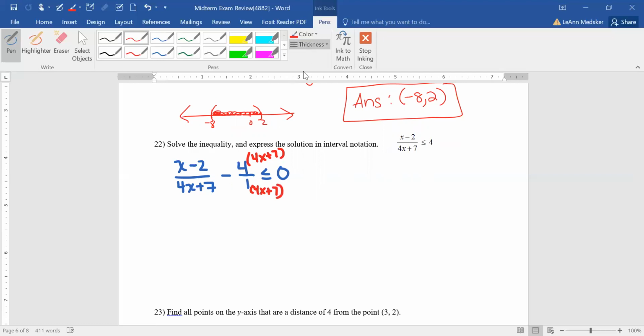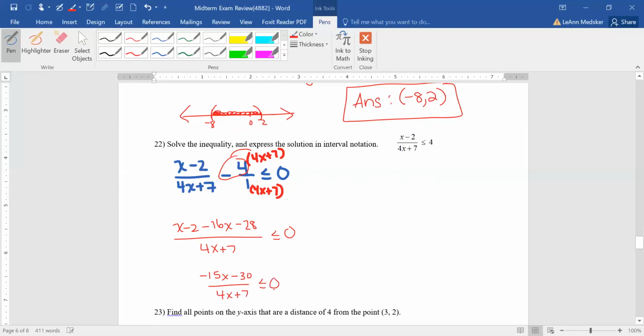So then when we work this out, we have x minus 2. Be careful here, make sure you're distributing that negative. We have negative 16x and negative 28 all over 4x plus 7 less than or equal to 0. We then combine like terms on top. This is negative 15x minus 30 over 4x plus 7 less than or equal to 0.